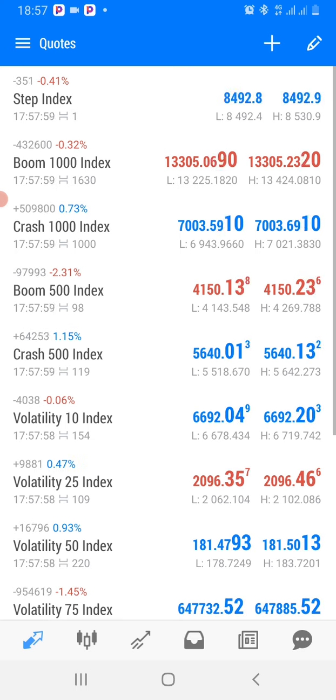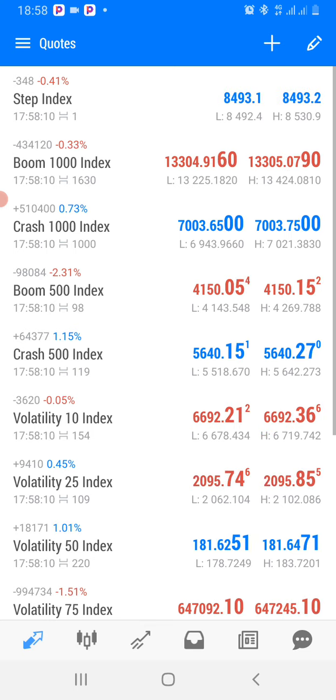So this analysis is going to help you for the whole of this week or probably up to next week on step index. So in case you want to trade step index, you know the direction that you're going to be trading accordingly.